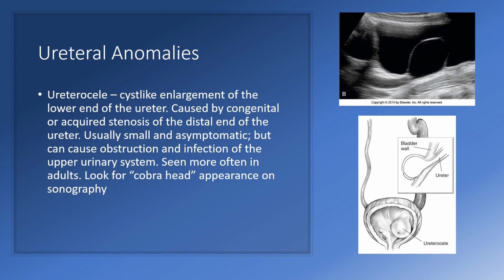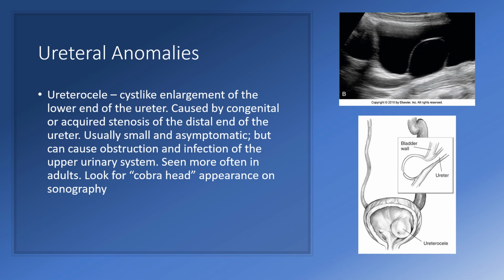Okay. Now, ureteroceles, these are cyst-like enlargements of the lower end of the ureter. These can be congenital or acquired. Usually they're small and they're asymptomatic. Patients don't have any problem with them, but they can cause obstruction, and they're more prone to infection of the upper urinary system than someone who does not have one.